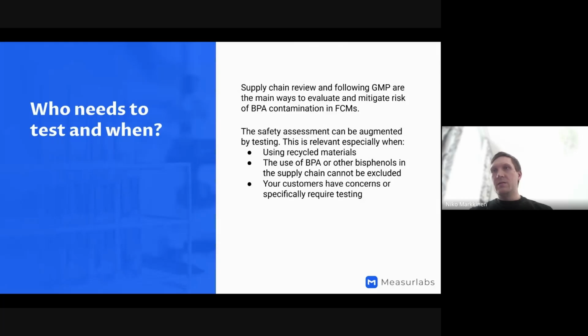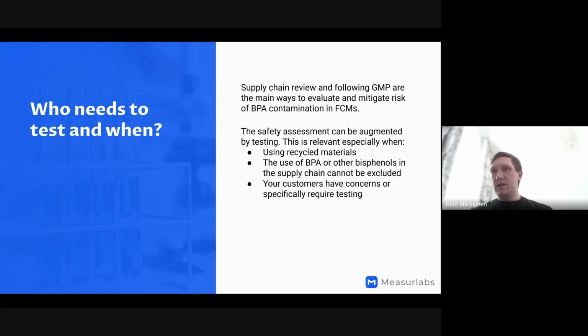So the risk of BPA presence there would be very low. However, there are certain situations where testing would still be a good idea or even required. If you use recycled materials, because recycled materials can contain some residual amount of BPA that is not fully in control of the supplier. And in case they haven't tested it themselves, it might become your responsibility to test it. Or if you modify the product somehow and you have to do some complementary testing in addition to what the supplier has already done.